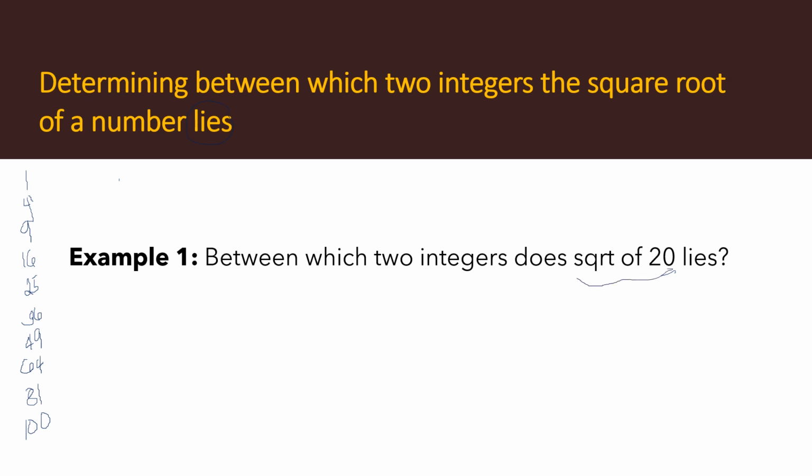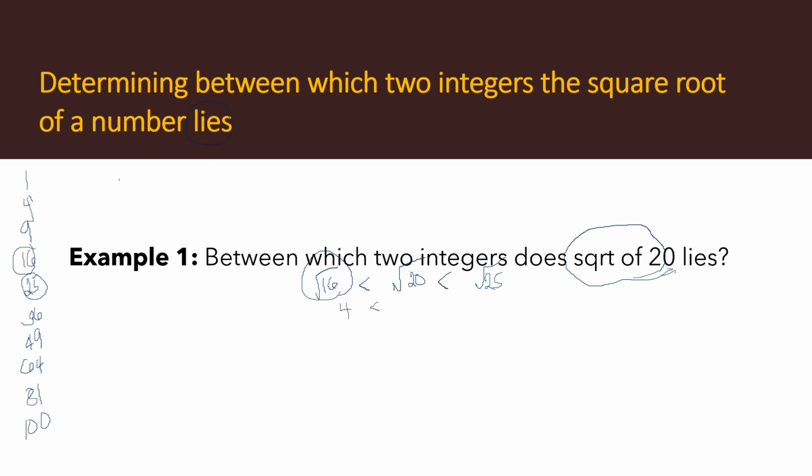It is asking between which two integers the square root of 20 lies. So we have the numbers 16 and 25. Okay, so square root of 16, and then we have square root of 25. That is where we can find square root of 20. So we put our notations this way: square root of 20 is greater than square root of 16, but it is less than square root of 25. And we know that the square root of 16 is equal to 4.